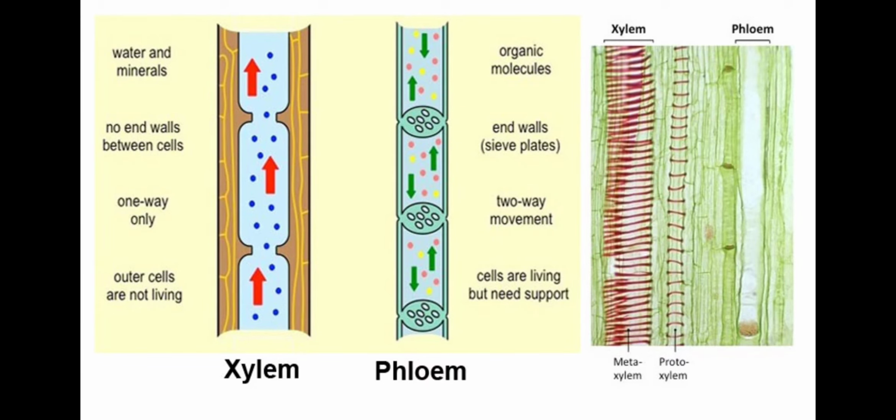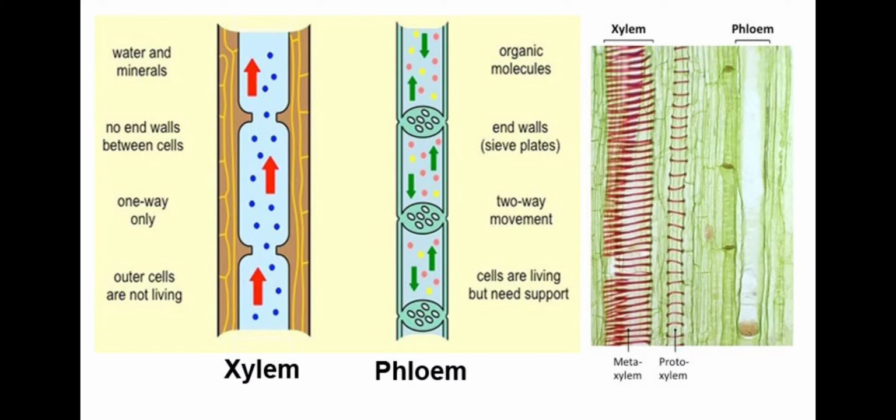Now here you can see both of the tissues in comparison to each other. You have the xylem, which is conducting the water, while the phloem is conducting the photosynthetic products. So we have the water and minerals flowing in the xylem without any sieve plates in a unidirectional fashion, while in phloem we have multidirectional flow and we have the sieve plates as well. Cells are living in phloem whilst in xylem the cells are considered to be dead. Then the outer cells are not living and the cells are living, but they need support in phloem.